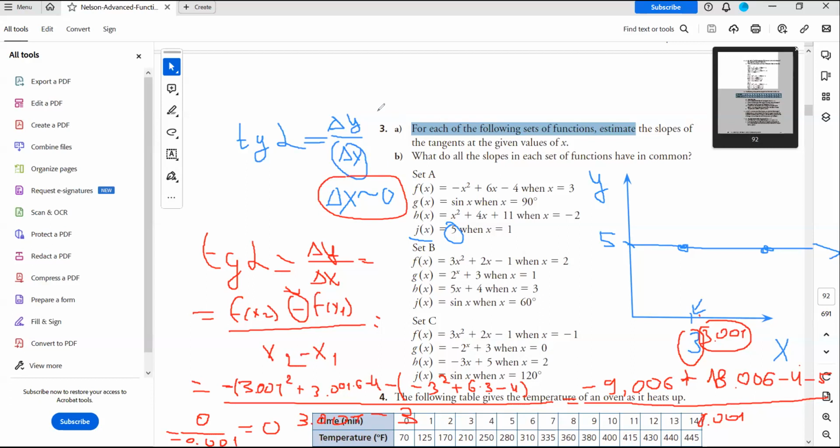So basically, it means that in set B, all of these functions are increasing at x equals 2. Isn't that correct? Yes. And for set C, every function at the given point is decreasing, so going down like this, or going up.